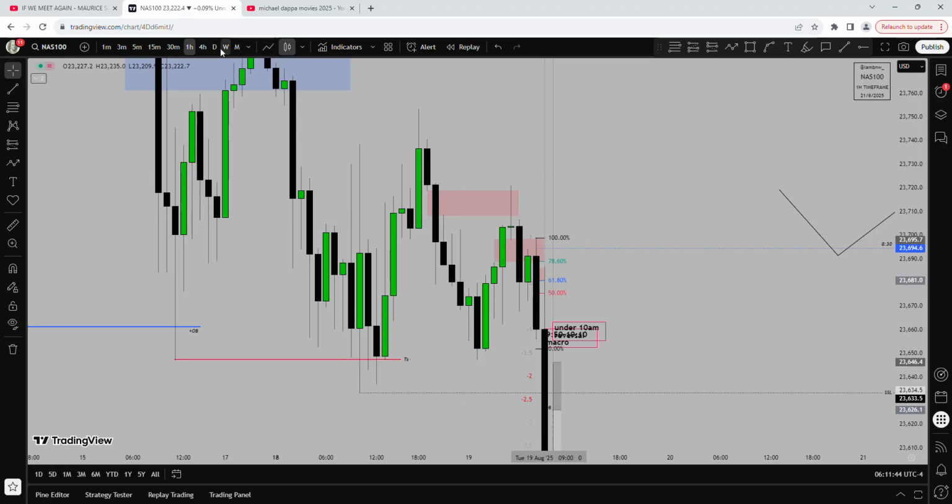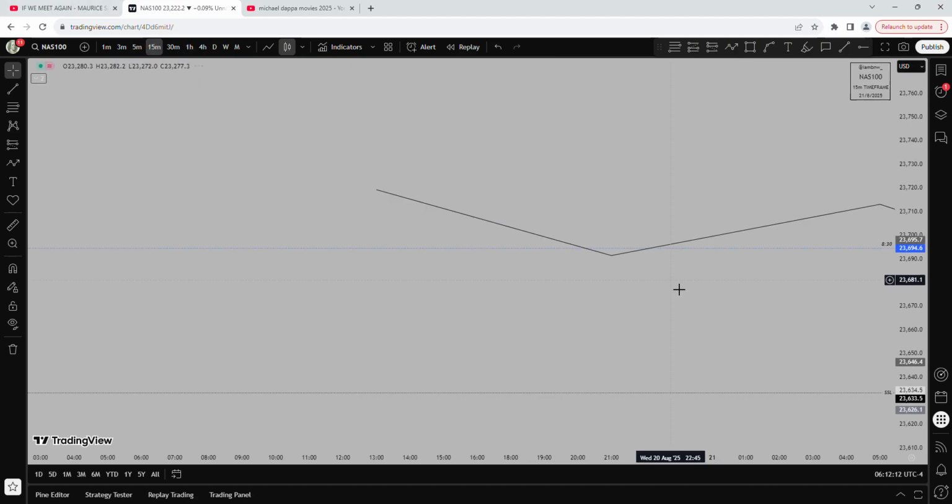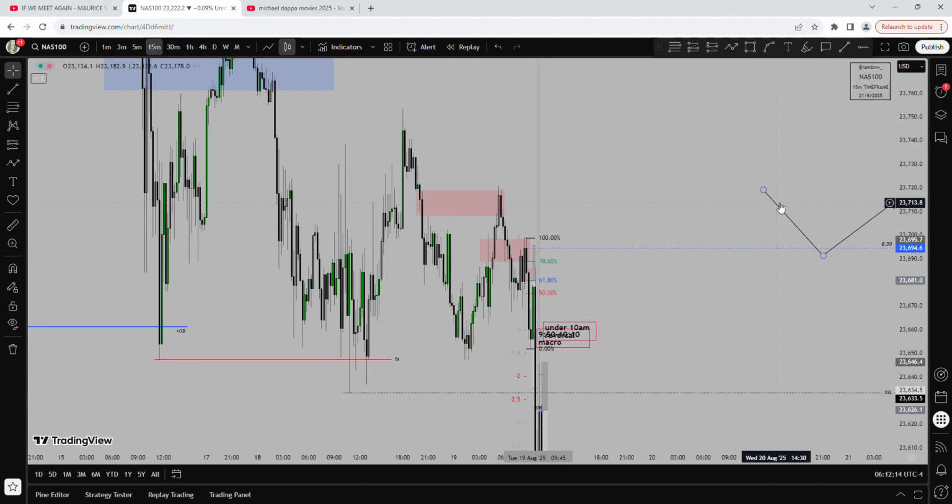So on Thursday, after knowing where price is going to, I usually just go on the 15 minutes time frame. That was where I began my analysis from. But if the 15 minutes time frame is not clear, I go on the 1 hour, and then I go on the 4-hour time frame. All right. So this is the 15 minutes time frame.